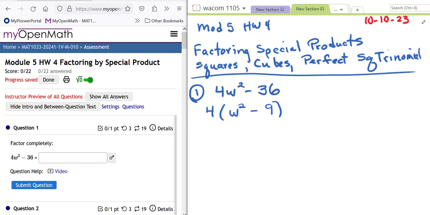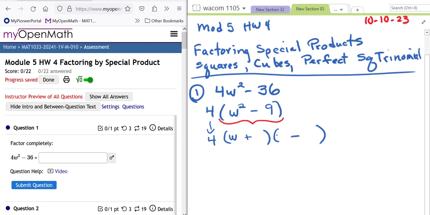Now, this problem is 2 terms, it's minus, and it has perfect squares. That's going to be a difference of squares. Your 4 is just coming down. This is the nicest kind of problem that you can get for factoring. It will use your square roots with a plus and a minus. So w and w, and the square root of 9 is 3, and you're done.